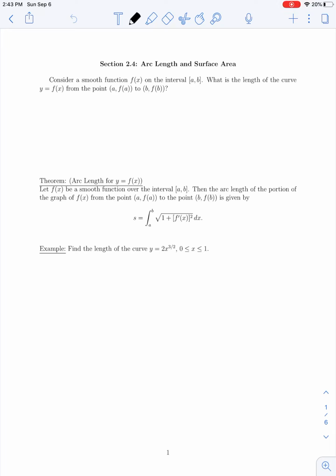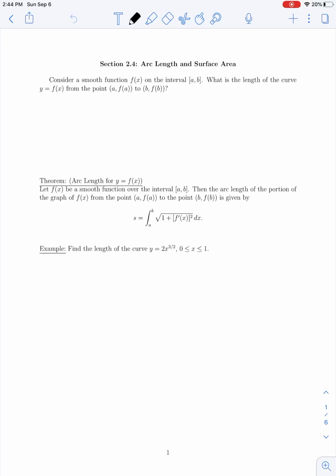So to introduce this problem, let's consider the following. Consider a smooth function, f of x, on the interval from a to b. And I ask, what is the length of the curve y equals f of x from the point A, f of a, to the point B, f of b?